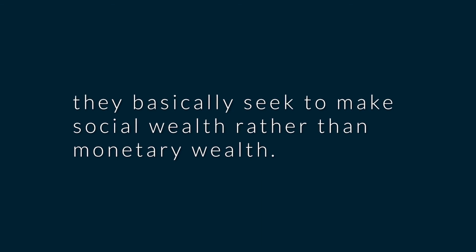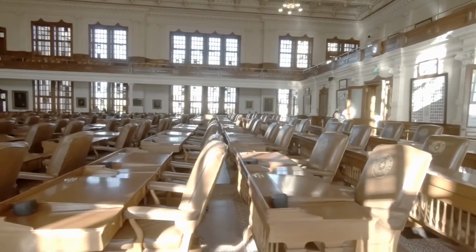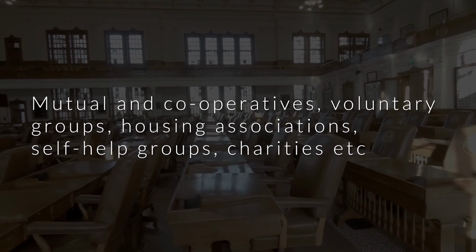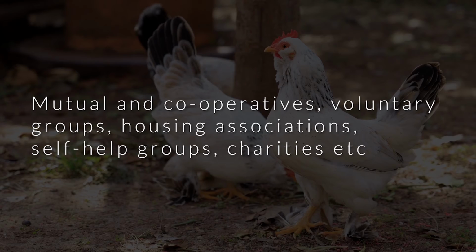As I said, these are organizations which don't have profit as their motive or their reason for existence. They basically seek to make social wealth rather than monetary wealth. Examples of such organizations include mutuals and cooperatives, voluntary groups, housing associations, self-help groups, and charities. With these kinds of organizations, the first thing that is important to them is accountability. They really care about accountability. That's a big deal to these organizations.